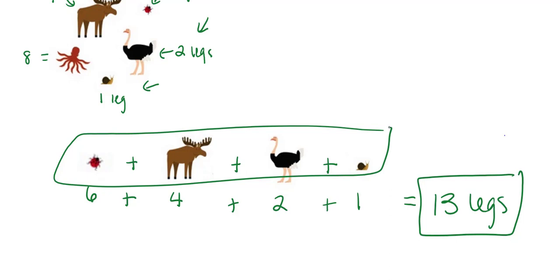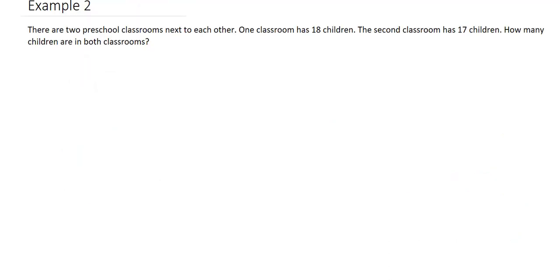So now let's look at the next example. Example 2. There are 2 preschool classrooms next to each other. One classroom has 18 children. The second classroom has 17 children. How many children are in both classrooms?